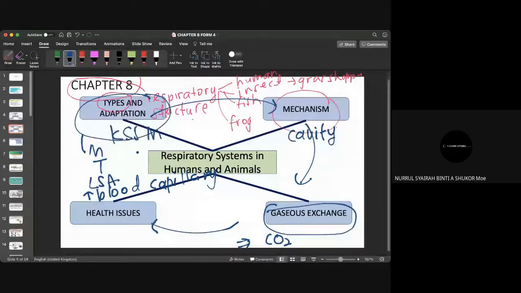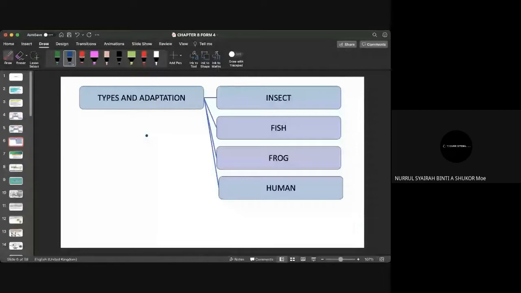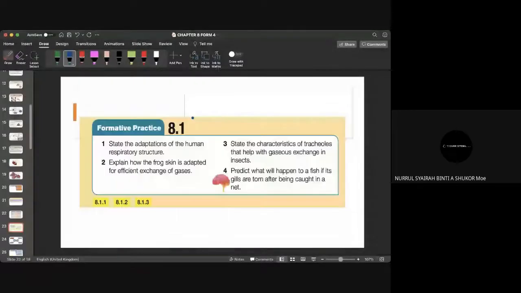Alright. So, kita try tengok betul tak kena ingat moist, thin, large surface area je. Okay. Formative practice, state the adaptation of the human respiratory structure. Soalan adaptation, soalan karakteristik ni kena jawab dengan jawapan function sekali. Semua adaptation jawabnya.